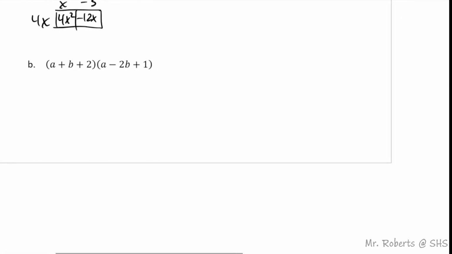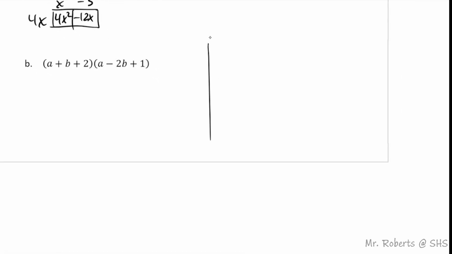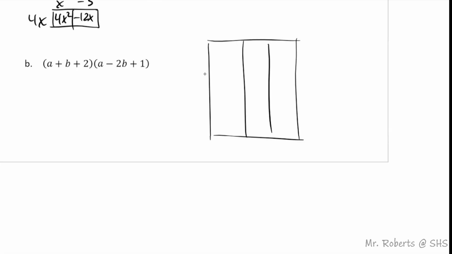So this is a trinomial times a trinomial. So I've got 3 things times 3 things. So divide it into thirds. There we go. Across the top, I'll write an a, a b, and a 2. And down the side, I'm going to write an a, a negative 2b, and a 1.